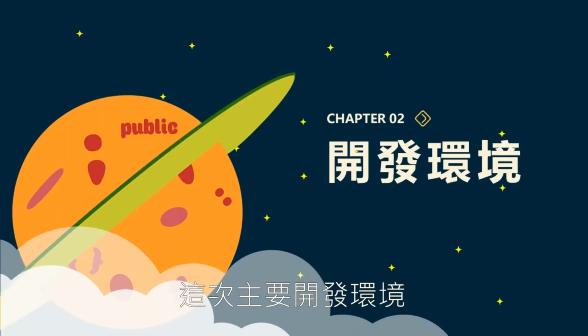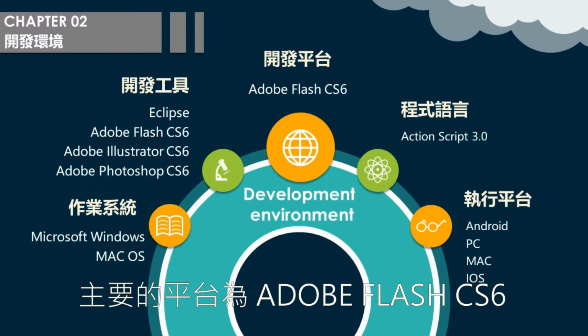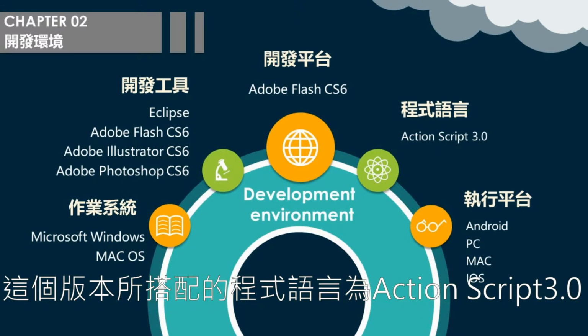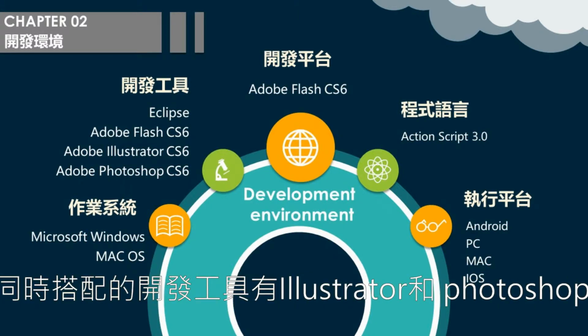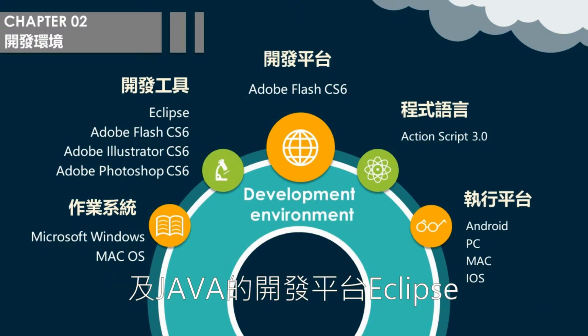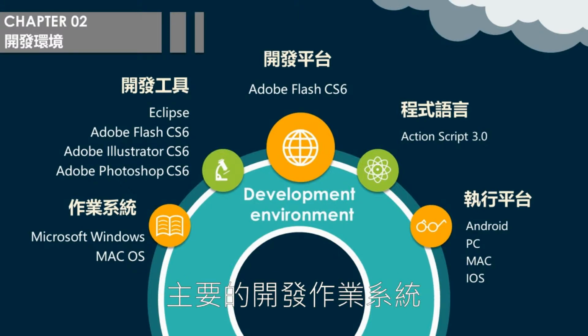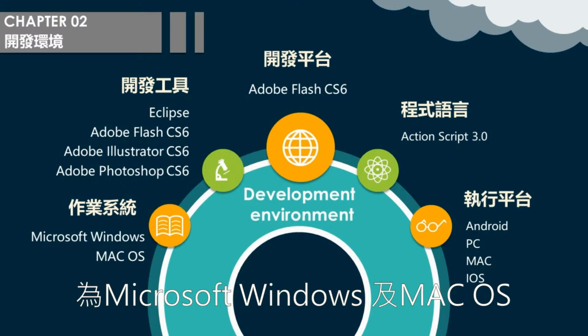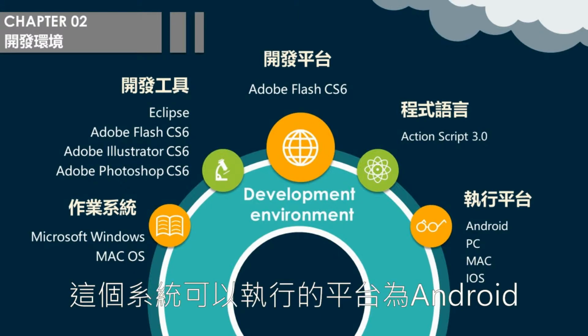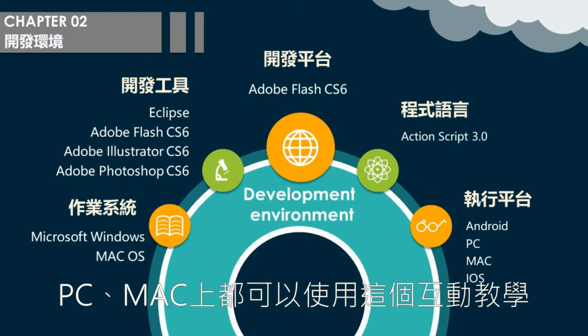The main platform we used to develop this time is Adobe Flash CS6. The programming language for this Flash version is ActionScript 3.0, and meanwhile we use Illustrator and Photoshop as developing tools, and Eclipse as Java developing platform. The systems that we focus on are Microsoft Windows and Mac OS. It can operate on all the platforms including Android, PC, and Mac.